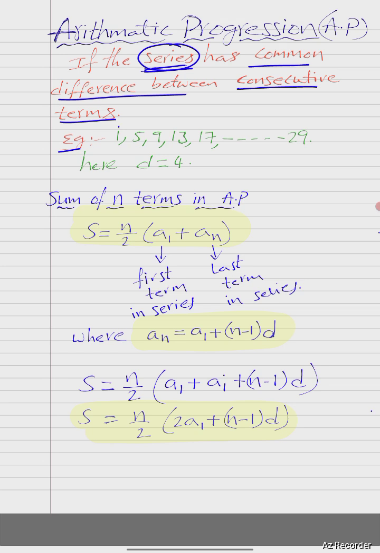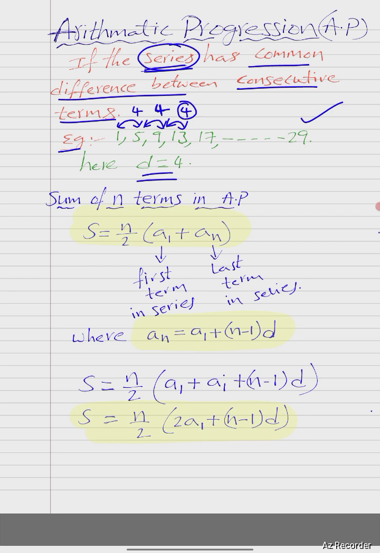Now what is the difference between 1 and 5? It is 4. What is the difference between 5 and 9? It is 4 again, and between 9 and 13 also the difference is 4. So the consecutive terms have a common difference, which is 4. Now this series is said to be in an arithmetic progression.